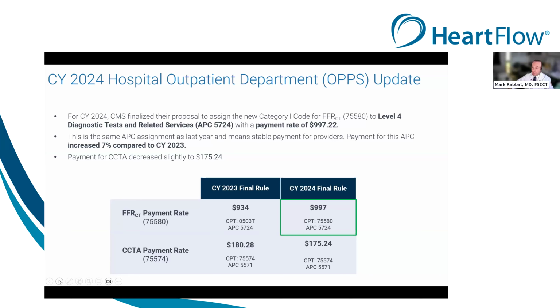Now, payment for CCTA slightly decreased to $175.24. And in the table below, you can see the FFRCT payment rates for 2024 at, again, $997, and the CCTA payment rate at $175.24.